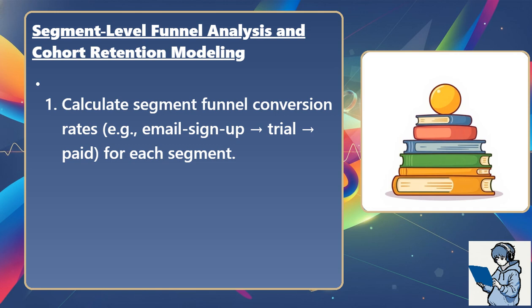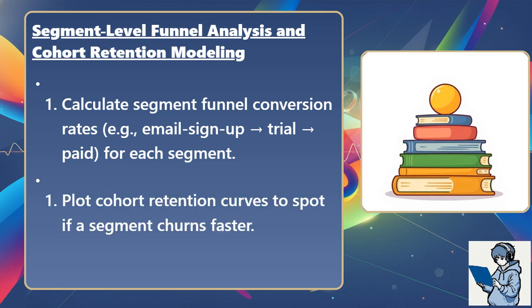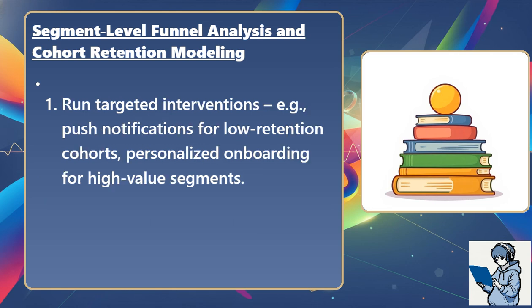Calculate segment funnel conversion rates, for example, email sign-up to trial to paid for each segment. 2. Plot cohort retention curves to spot if a segment churns faster. 3. Run targeted interventions, for example push notifications for low-retention cohorts, personalized onboarding for high-value segments.